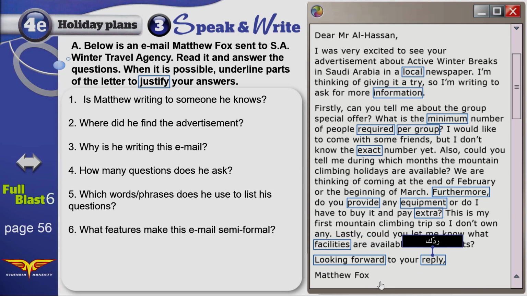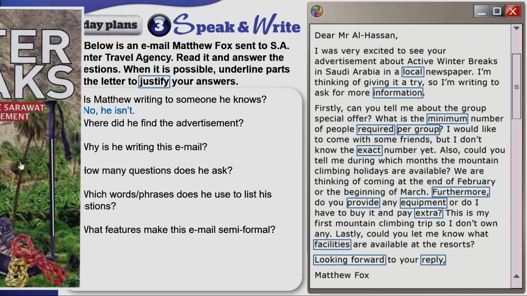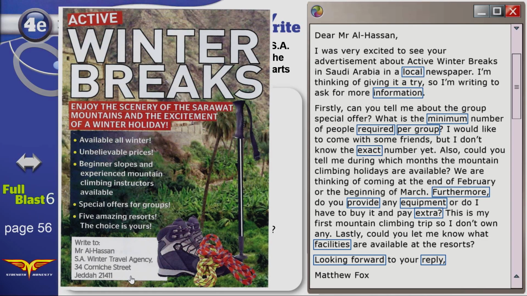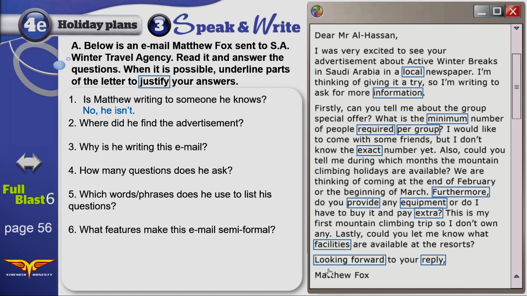Matthew Fox. 1. Is Matthew writing to someone he knows? Okay, Matthew is writing to Dear Al-Hassan. Do you think he knows this man? Is he a friend? Is he a relative? One of his family members? No. He doesn't know this man. He has never seen him before. He just got his address from the advertisement. This is his address, Mr. Al-Hassan, and this is the address. So they have never met. They don't know each other.